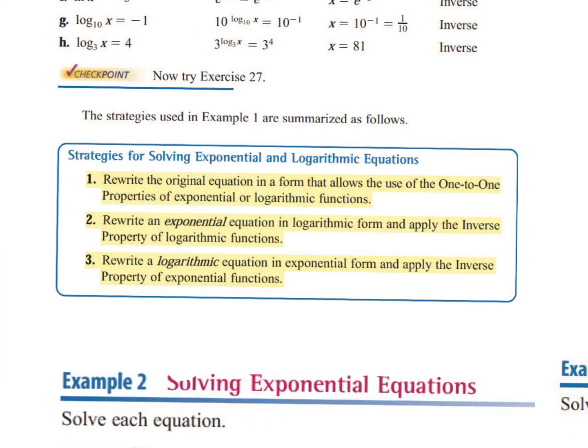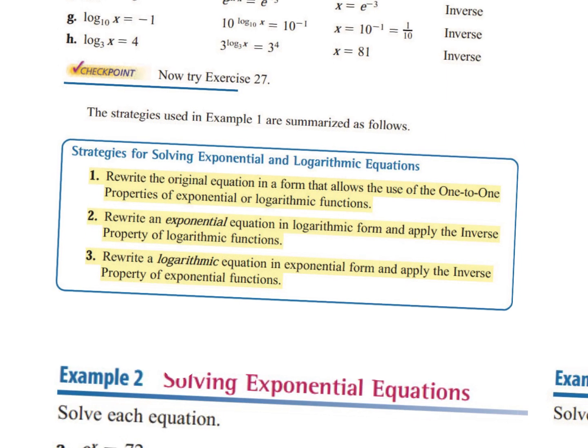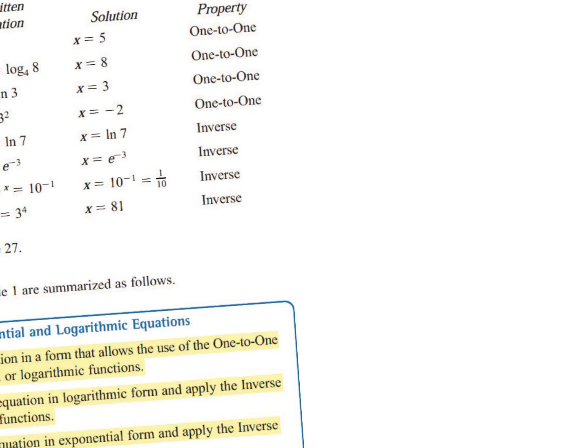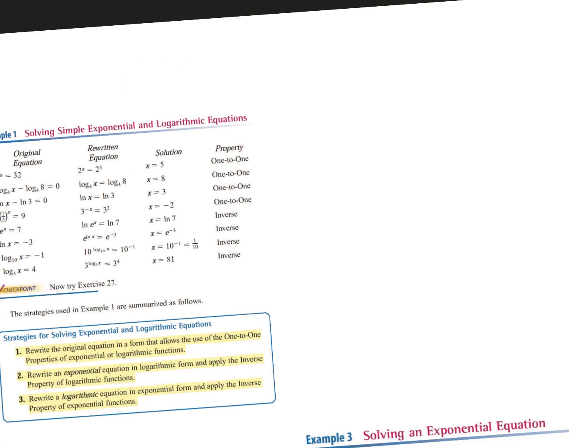You just have to remember that to solve an equation, you have to use inverses. You have to undo, right? On your calculators, ln and e are on the same button. They are inverses of each other.